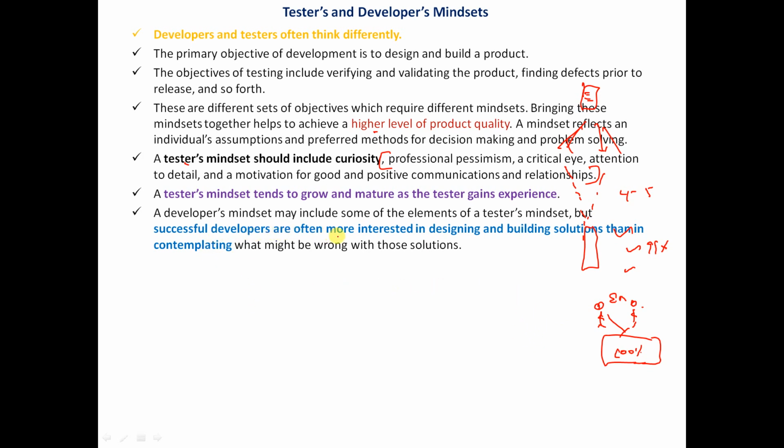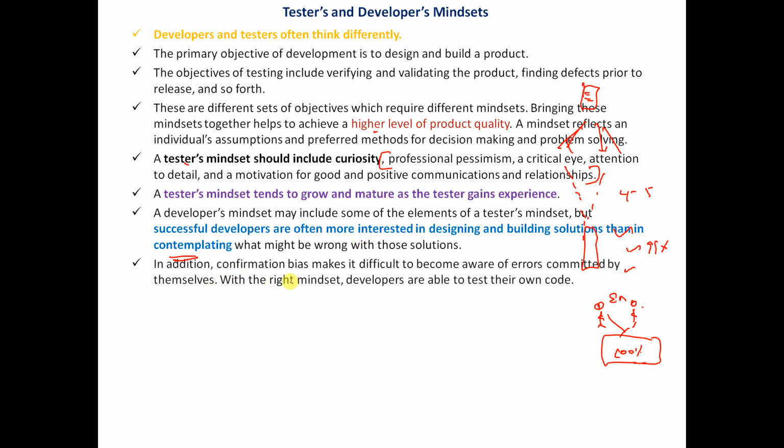Successful developers are often more interested in designing and building solutions than in contemplating what might be wrong with the solution. Successful developers will always think about developing their own skills and their product. They will not contemplate what might be wrong, and they will try to justify their work. That's what they are trying to do.